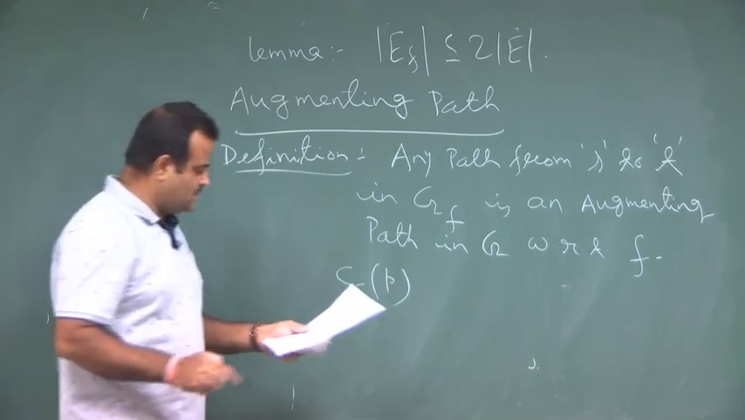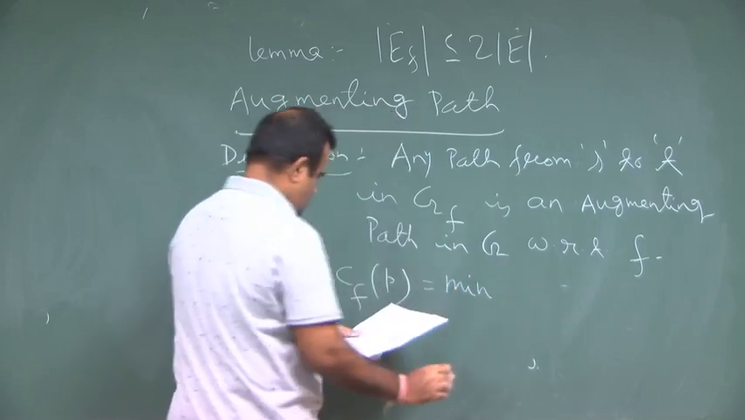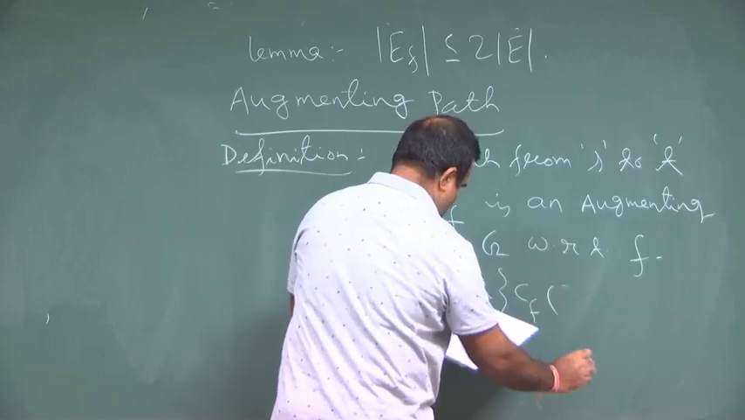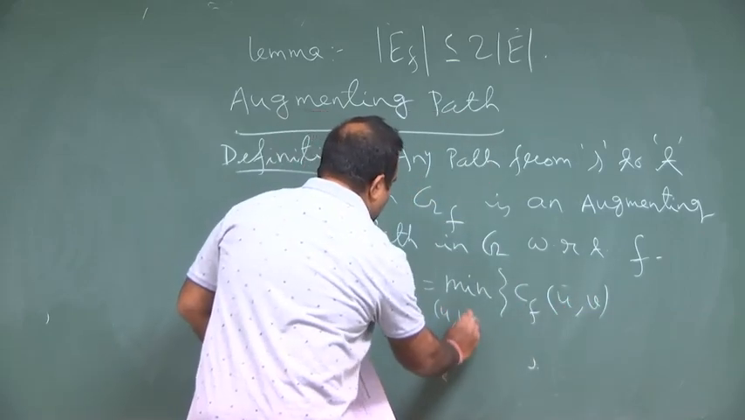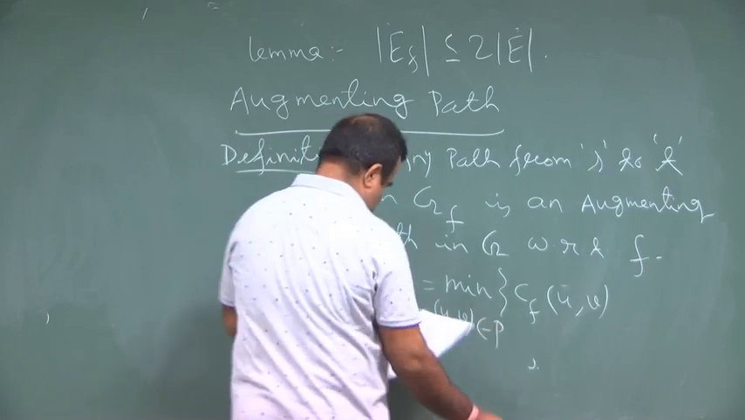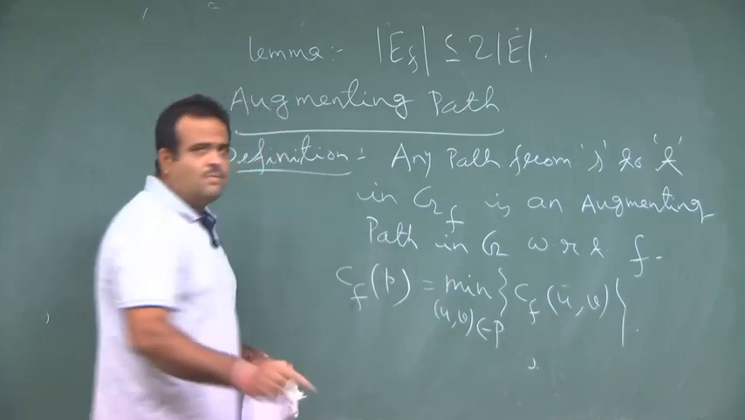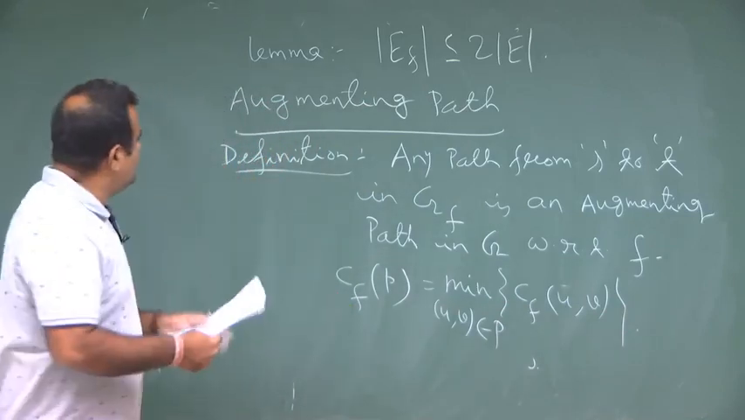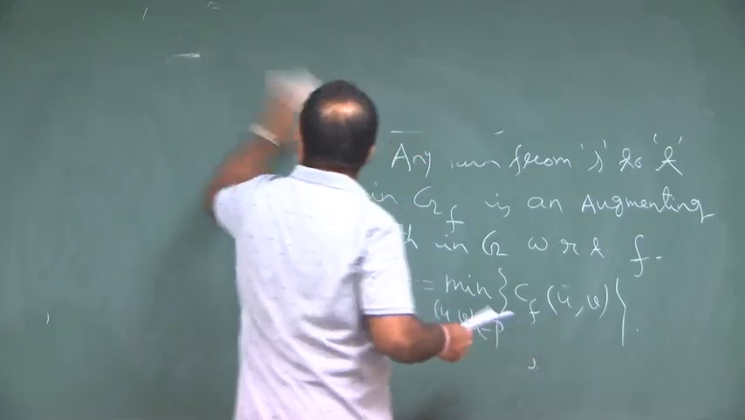So, we will take an example. c_f(p) is basically the minimum among the c_f(u, v), the minimum capacity along that path, and that minimum is what we can pass. This is the additional value we can pass on that path. Let us take an example.